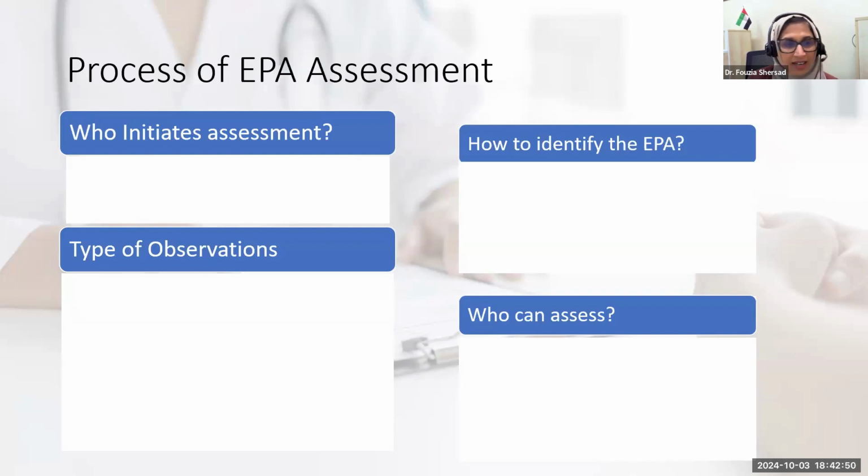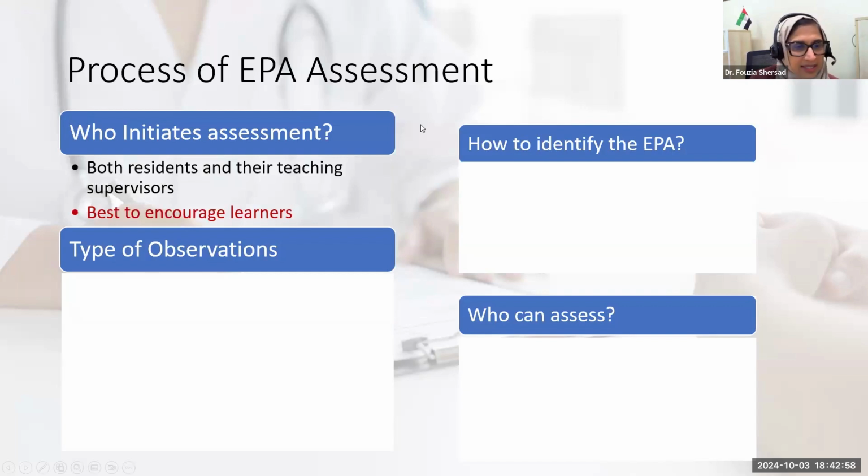So you have a very clear idea. So can you click once? It is both. The answer is both. Let's see the answer. Both the residents and the teaching supervisors, both of them. But it's ideal to encourage learners, because the learner should take control over their own learning. So if the learner identifies that there is a case where I can demonstrate my EPA, or sometimes it is the supervisors, the faculty, they know that there is a procedure to be performed and they feel that they can let the trainee to train.